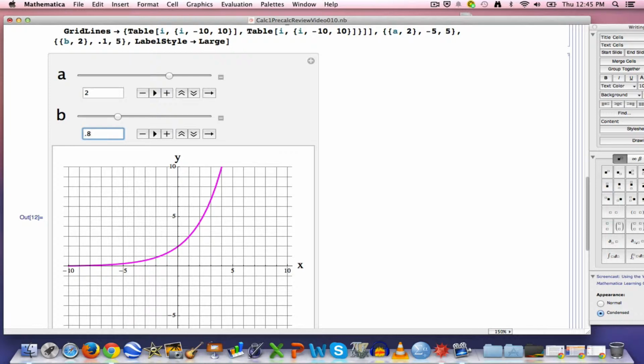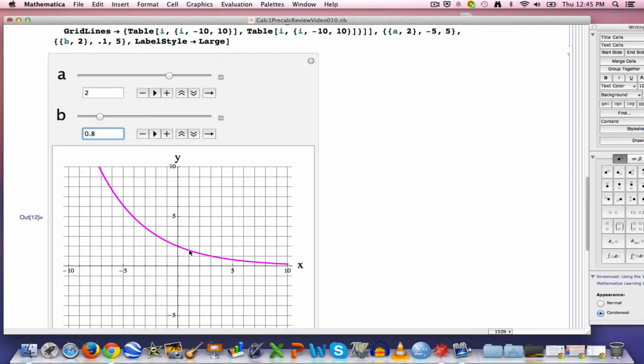What if b is between 0 and 1, say 0.8? What that means is that each new value, as x increases by 1, is 80% of the old value. Said another way, y decreases by 20% each time x increases by 1. For example, when x is 0, y is 2. 20% of 2 is 0.4. 2 minus 0.4 is 1.6. So y went down by 0.4 to 1.6.